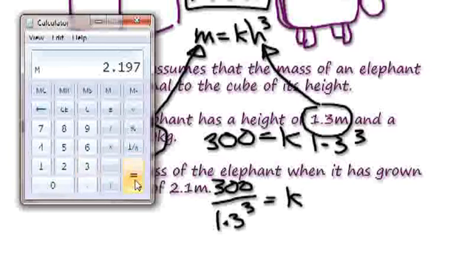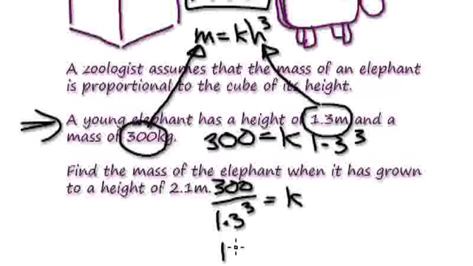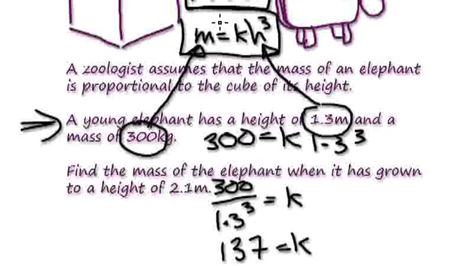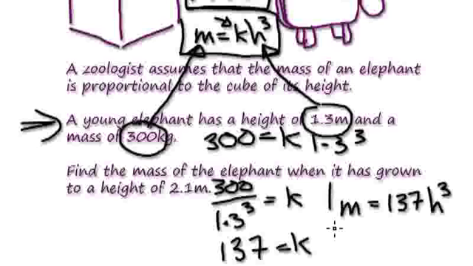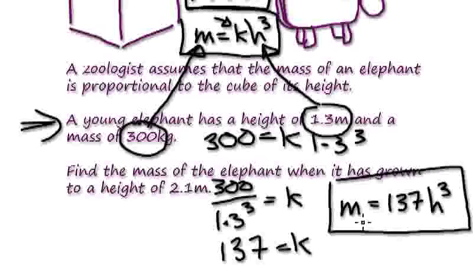So my value of k here, I'm just going to round it off to 137. Okay, 137 equals k here. So now we've got a formula. Because we found our value of k, we can put it into that formula. So m equals 137 h to the power of 3. Now this is our magical formula. From this, we can work out this question here.